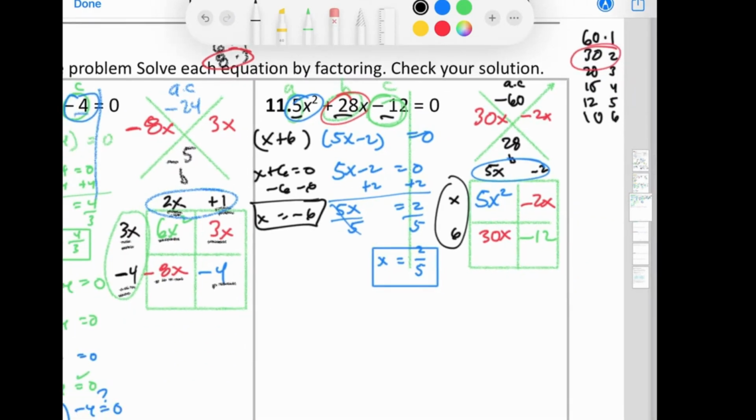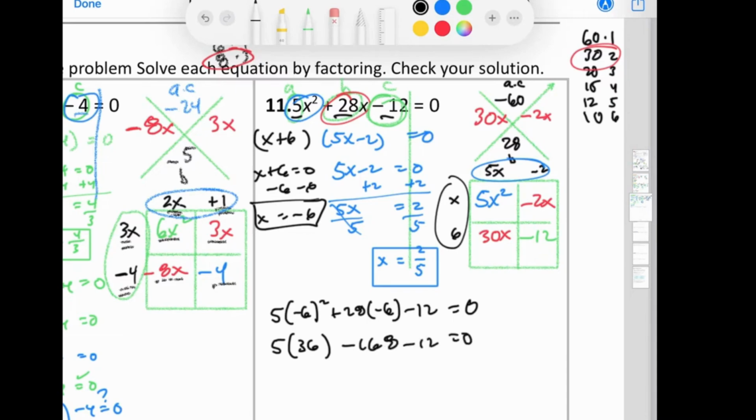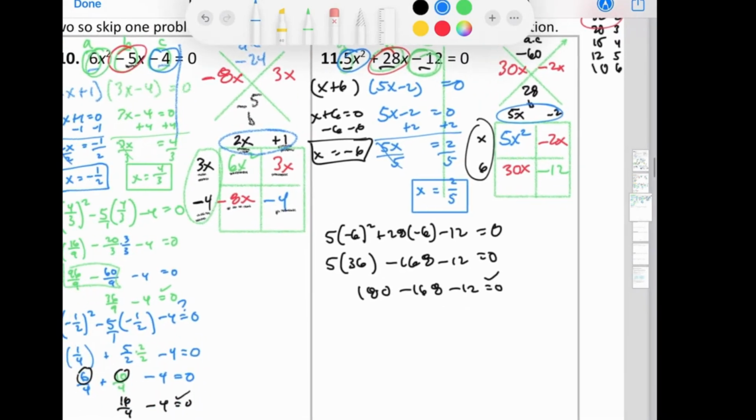Let's check our answer. 5 times -6 squared plus 28 times -6 minus 12. 5 times 36 is 180. 28 times 6 gives me 168. 180 minus 168 is 12, so 12 minus 12 equals 0. Matches. Alright, let's do the fun, wonderful fraction.